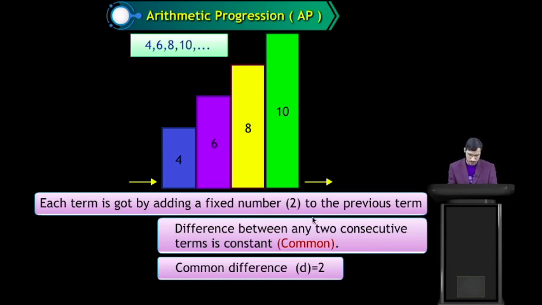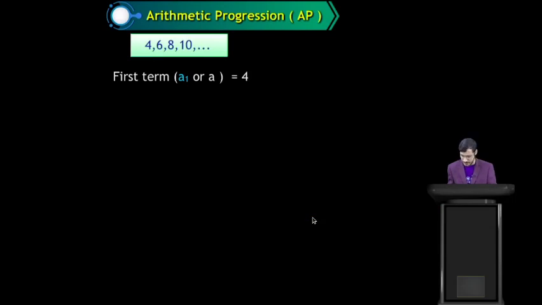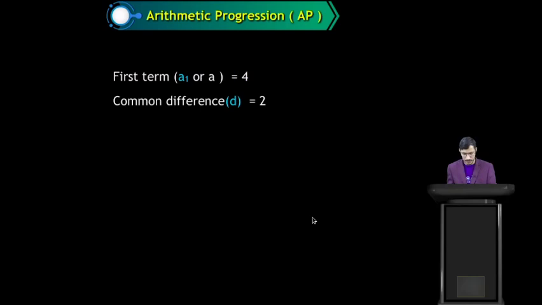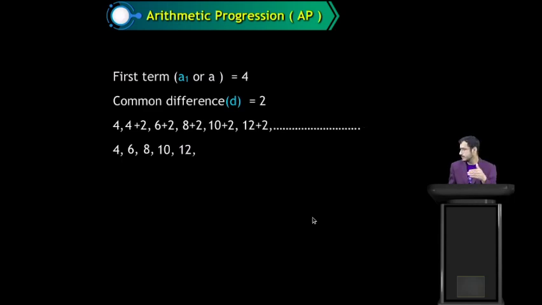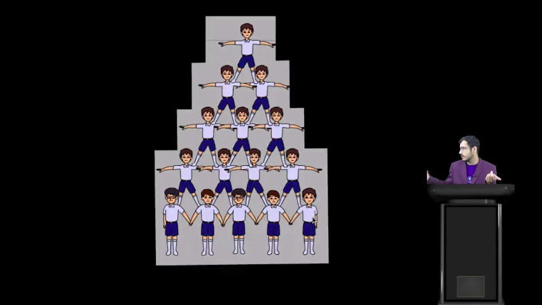We can denote the common difference by the letter D. So the first term is 4, and the common difference is 2 here. When we add 4 and common difference 2, what will we get? Yes, the second term, 4 plus 2. Again second term plus 2, we will get the third term. Then again third term plus common difference, so we will get the fourth term, and so on.